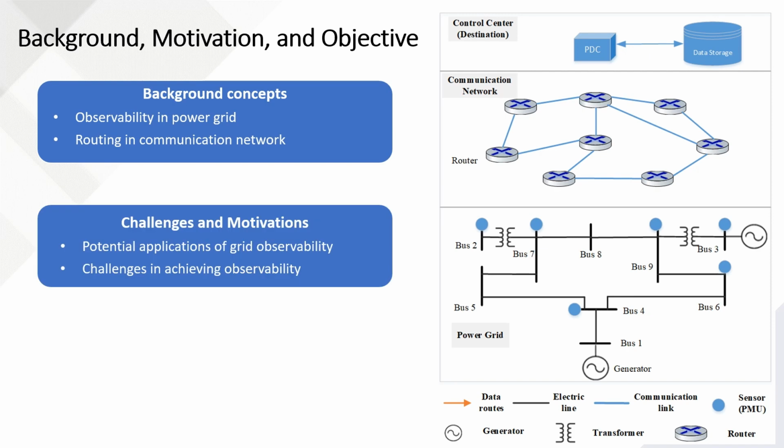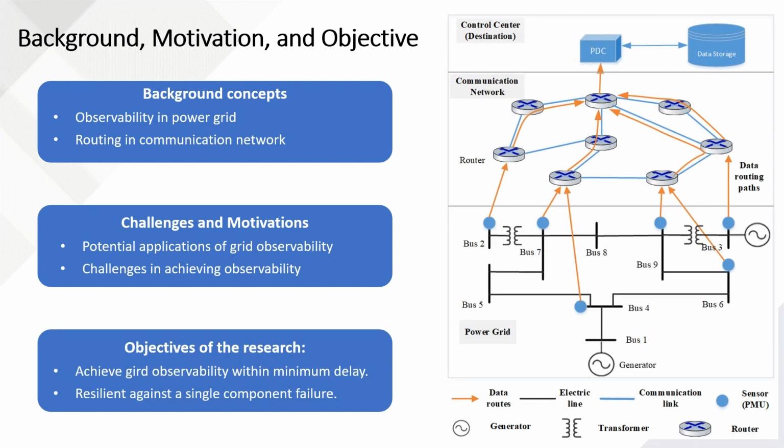Ensuring power grid observability facilitates many applications, such as enabling secure and reliable operation of power system and identifying faults and taking preventive actions. However, there are some challenges as well. We need to consider the properties of two complex systems, that is power grid and communication network, and we should maintain observability against failures, which is known as resilient observability. So the objective of our paper is to achieve resilient grid observability, and for this purpose we will propose a routing algorithm to find the routes in the network from sensors to the destinations.